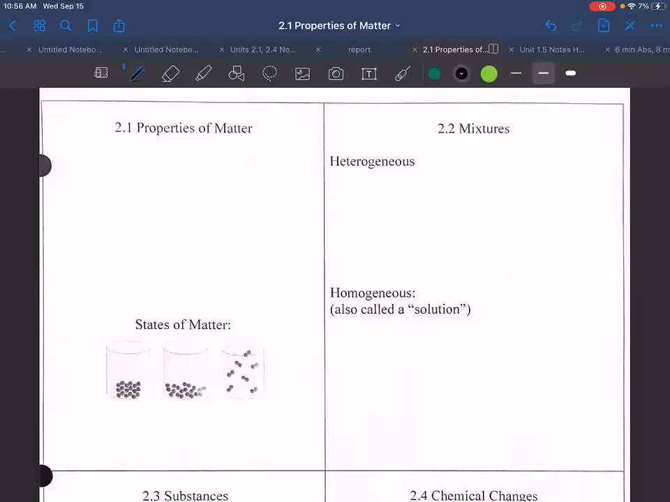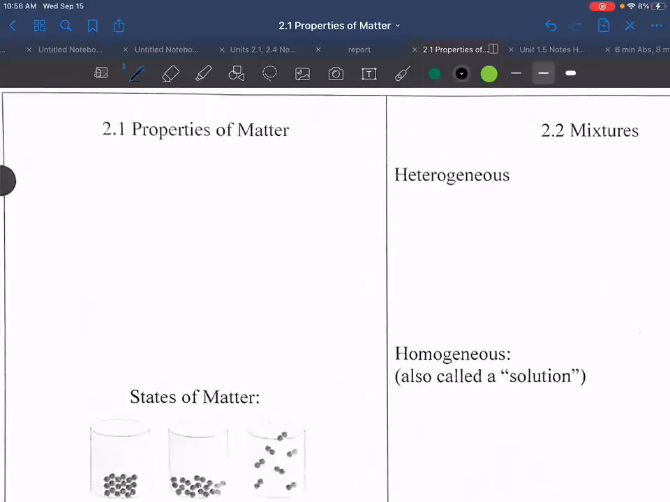All right, so talking about chapter 2. So let's start with 2.1. We learned a couple ways that we can describe matter, give properties to matter. And so those main terms are going to be intensive and extensive.